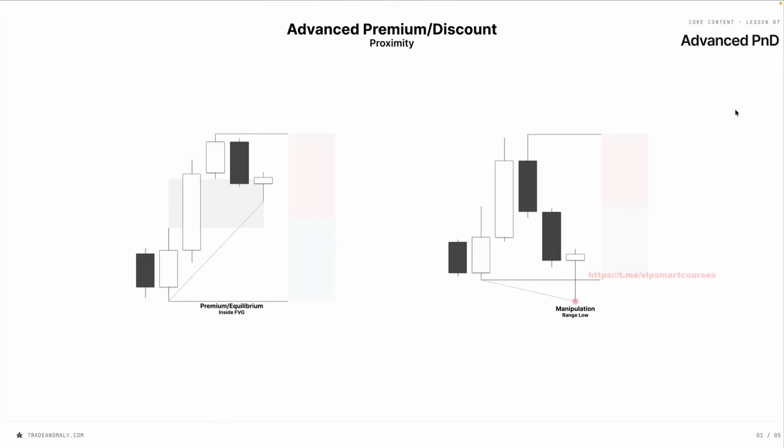Now let's go ahead and cover advanced premium discount. Advanced premium discount is really simple. It's all about proximity in the space between SMT. So as you can see, the asset that creates a failure swing is essentially going to create its failure swing in premium of the range or in EQ, right? That's ideally where you want it to be created. And ideally, this asset is creating its failure swing inside of a gap, while that lagging asset is actually manipulating that range low, right? So really simple. This asset is in premium of the range or in discount, while this asset is manipulating the range low, creating that spaced out SMT. Really simple.